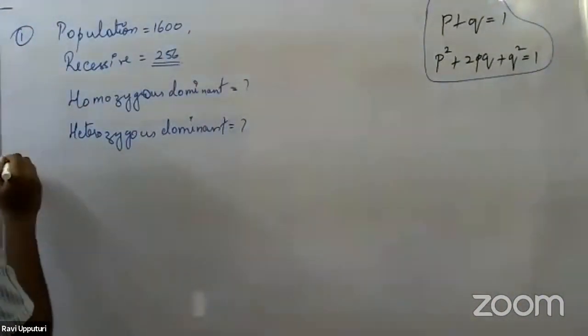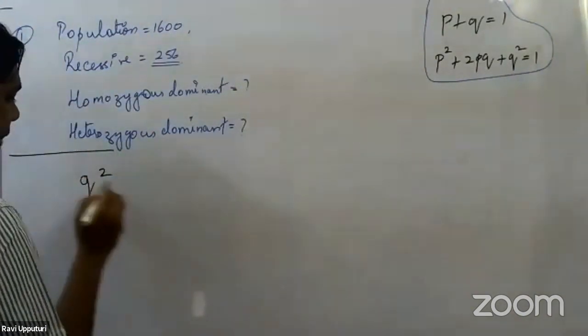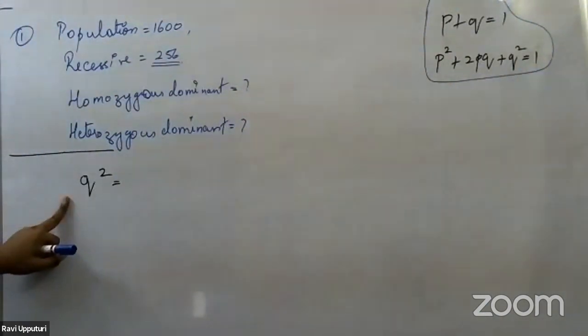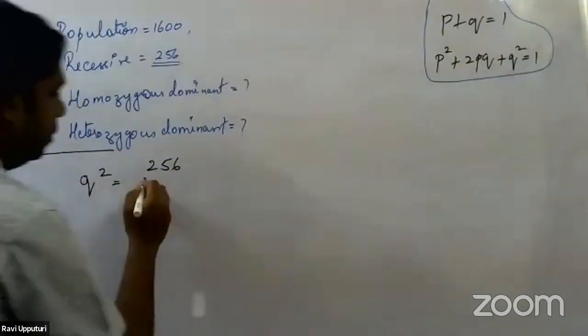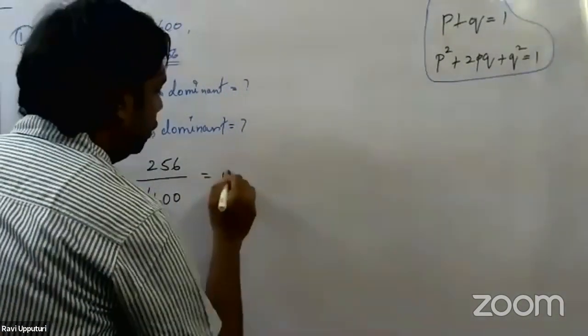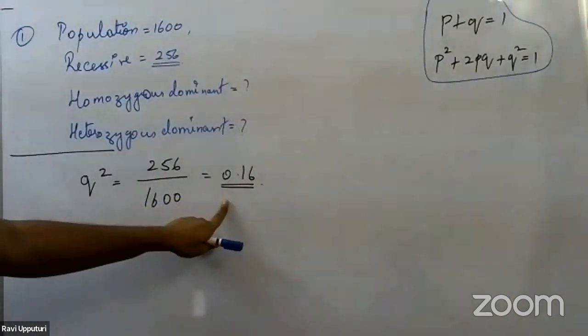How do we find out the recessive genotypic frequency? That represents q square. We divide the total number of recessive individuals, 256, by the total population, that is 1600. So 256 by 1600 gives us the frequency of the recessive genotype. This comes to 0.16. So this is our q square, the recessive genotypic frequency.